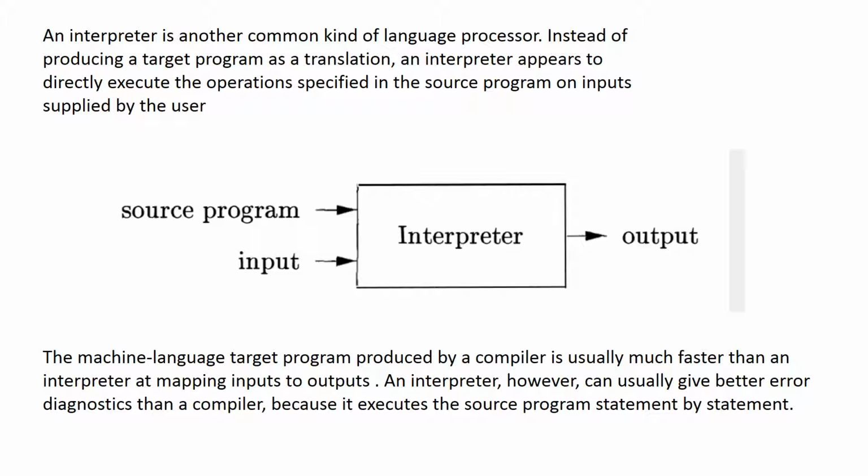The machine language target program produced by a compiler is usually much faster than an interpreter at mapping inputs to outputs. An interpreter, however, can usually give better error diagnostics than a compiler because it executes the source program statement by statement.